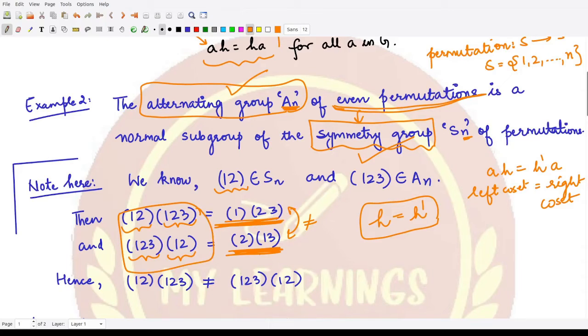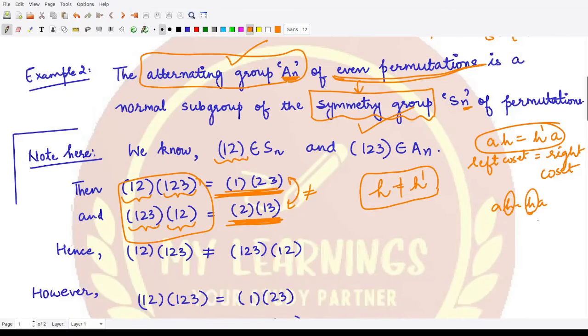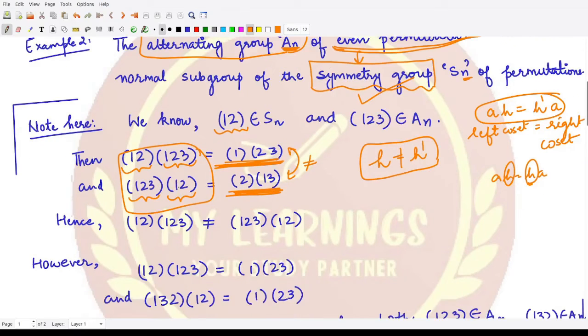However, that means in general it does not have to be true that ah equals ha with the same h. So this h and this h' have to be different. Let's see what they are in this particular case. We have already calculated this computation. You can pause the video and do it yourself.